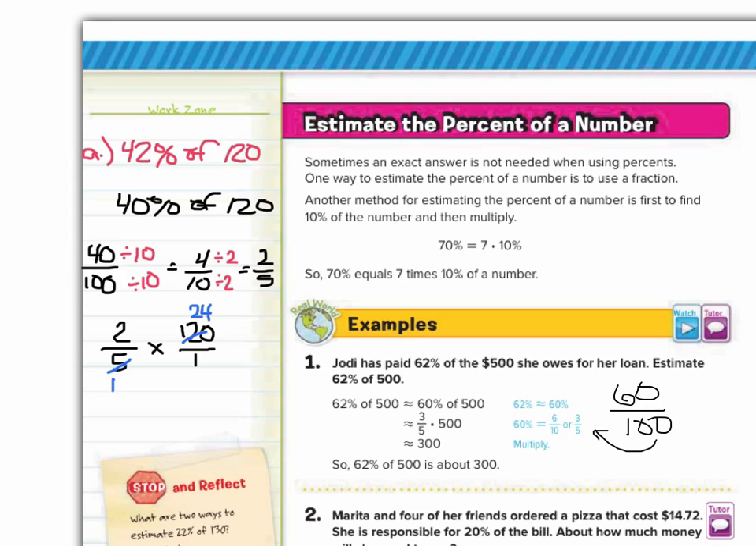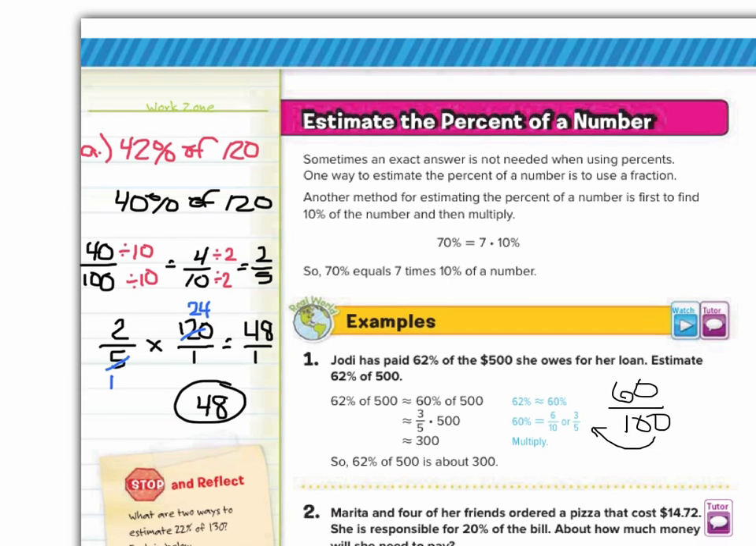And so now as I finish, 2 times 24 is 48. 1 times 1 is 1. And so I have my answer. 42% of 120 is about 48. And that's one way to solve, using fractions. 42% was about 40%. 40% is 2/5, and 2/5 times 120 is 48. Let's move on to B.